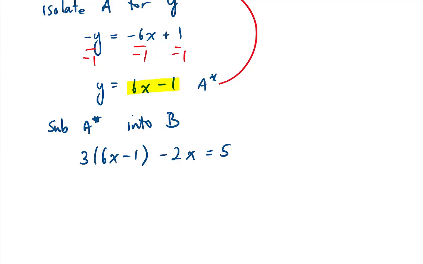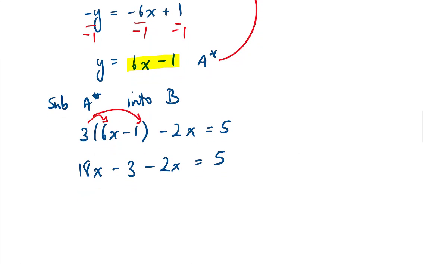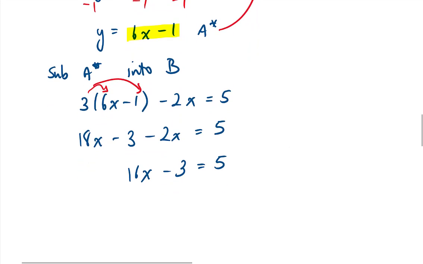Next part, we're going to use our distributive property again to get rid of the brackets. I get 18x minus 3 minus 2x equals 5. Let's collect some like terms. I get 16x minus 3 equals 5. Now we need to solve for x. The first step, I'm going to add 3 to both sides, and I get 16x equals 8.